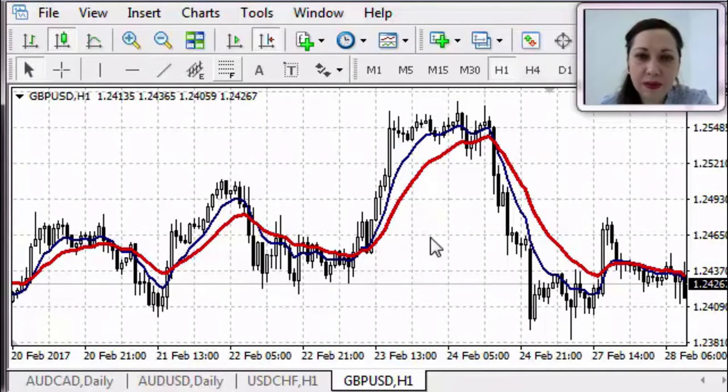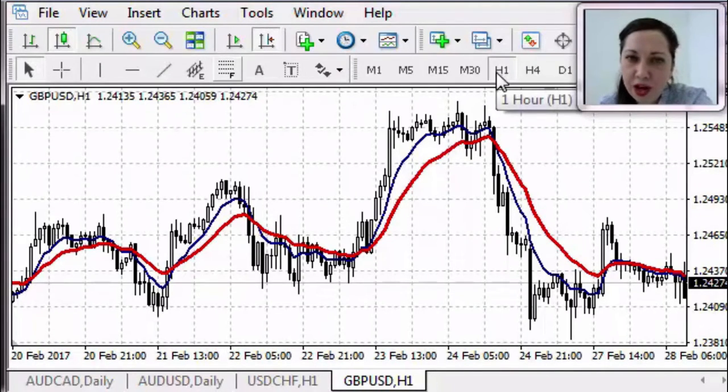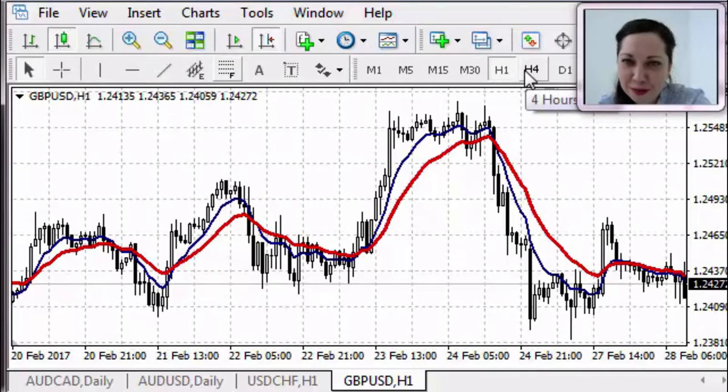Stop loss on time frame H1 is set at 25 pips. Time frame H4, stop loss is set for 50 pips. Sorry, there was a little mistake. Stop loss for H1 is 35 pips and for H4 70 pips. Take profit for H1 is 25 pips and for H4 50.